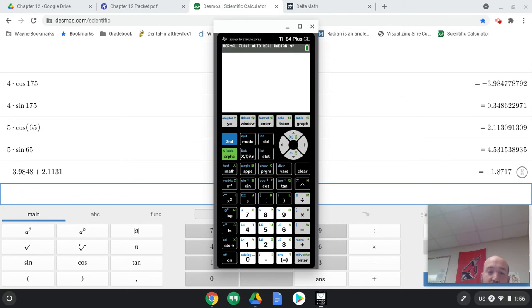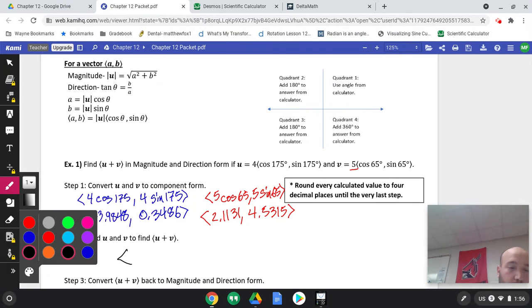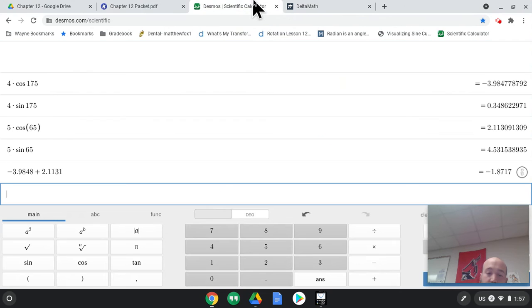Oops, I made a mistake there. So negative 3.9848 plus 2.1131. We hit enter and we get the same thing. So our value for the x component would be negative 1.8717. Then for the y component, once again, we'll do the same thing.